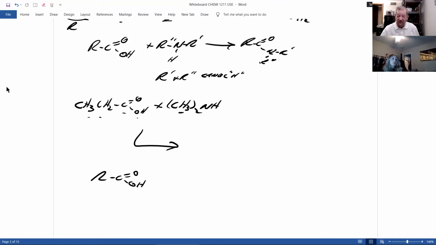Now, what do we have here? Ooh, two methyl groups on nitrogen with hydrogen. That's a secondary amine, which I could write like this. And remember, R prime and R double prime can be hydrogen. In this case, it's not, but it could be, and you get an amide.